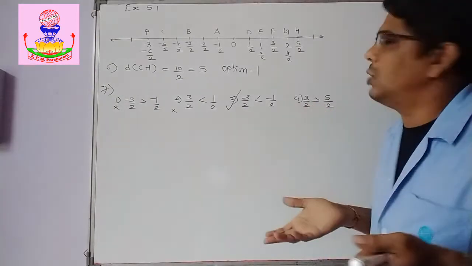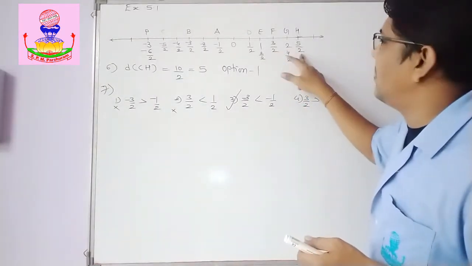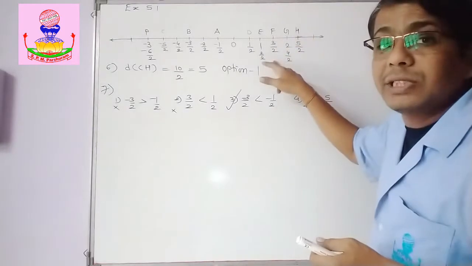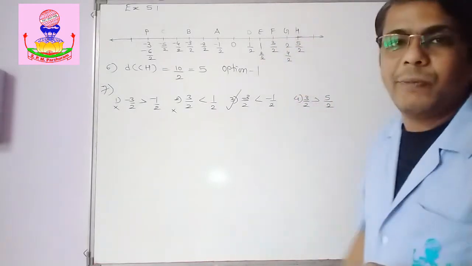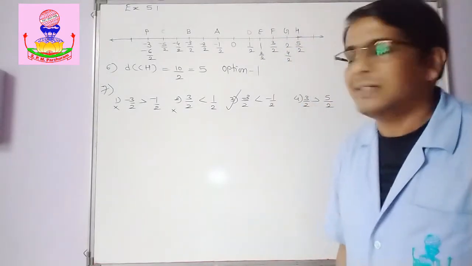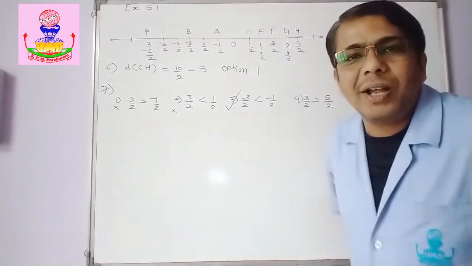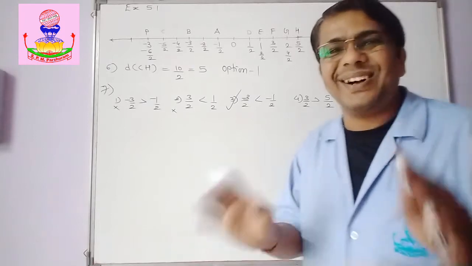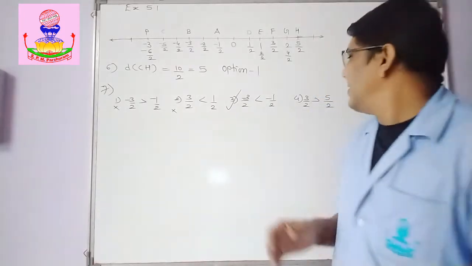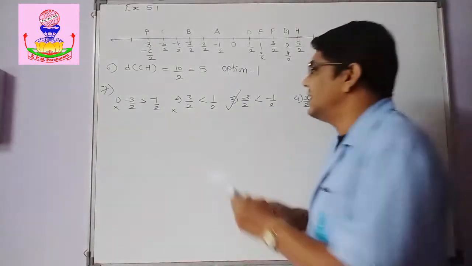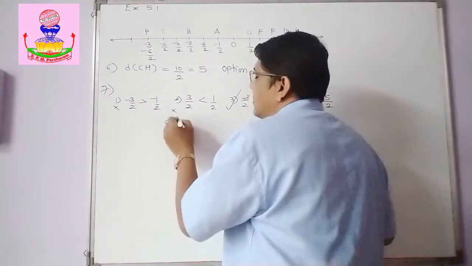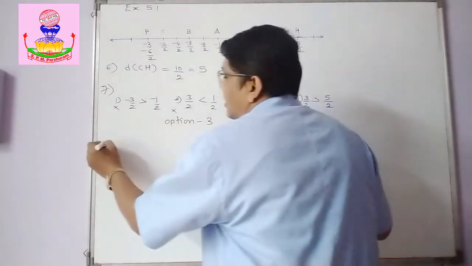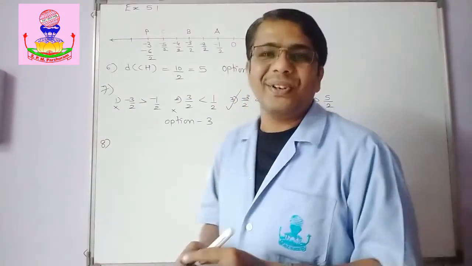Let us check fourth one. 3 upon 2 is greater than 5 upon 2. This is 3 upon 2, this is 5 upon 2. 5 upon 2 is towards the right hand side of 3 upon 2. So 5 upon 2 should be greater. What is given? 3 upon 2 to be greater. Is it correct? Not at all. So option number third. Option 3.